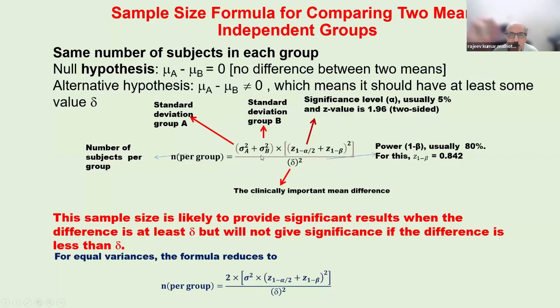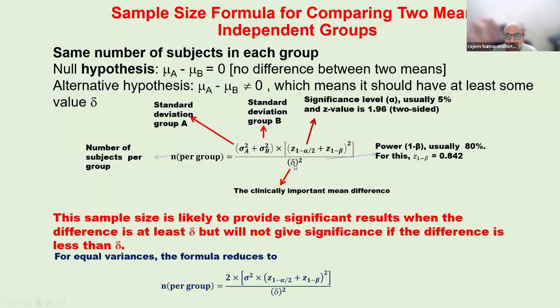Here, if you have two different standard deviations for two different populations, you can use this formula for calculating the sample size. Here it is covering both the standard deviation for one population and the other population. Same, this is the Z1 minus alpha by 2 plus Z1 minus beta. This is my clinically important difference.